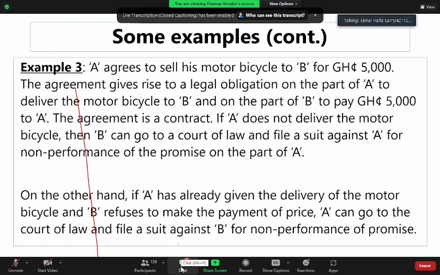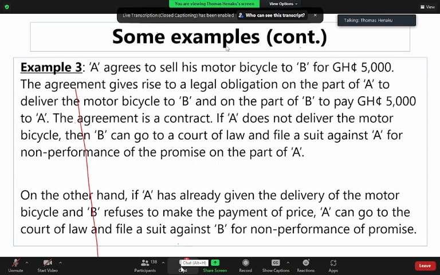Jamal, let's go. I think the reason is because A has violated the contractual agreement between himself and B. So my argument is that A did not deliver. Yes. So why should B go to court? Probably in the agreement, since they are bound by legal obligation, then I think B can go to court because A did not hold up his end of the bargain.